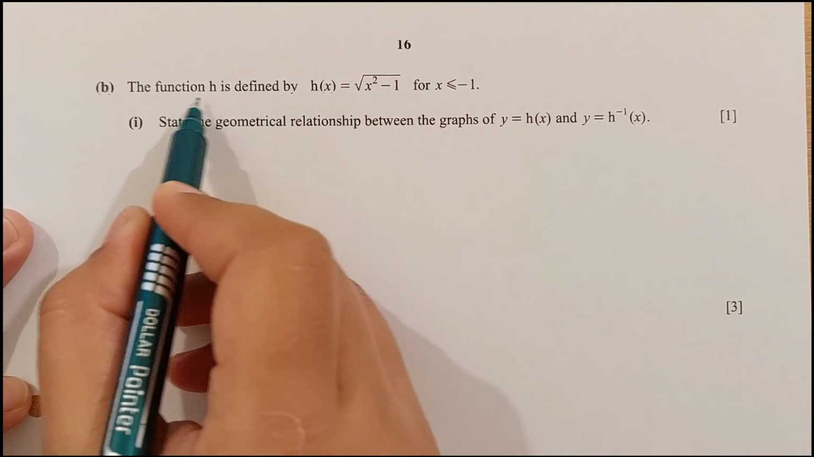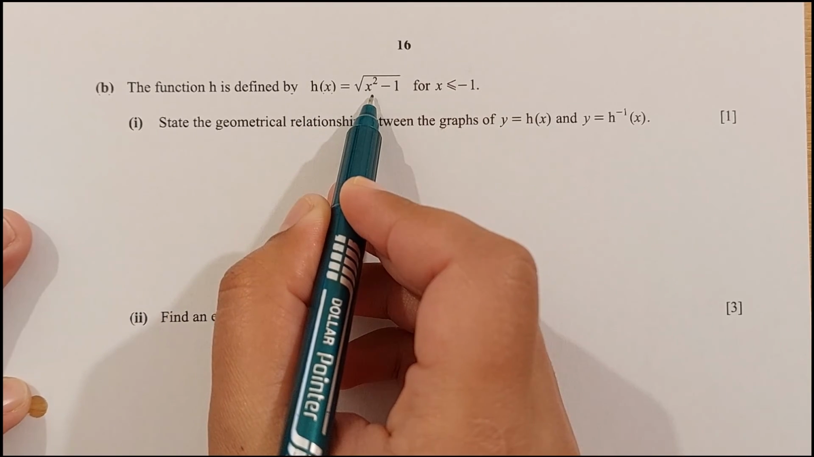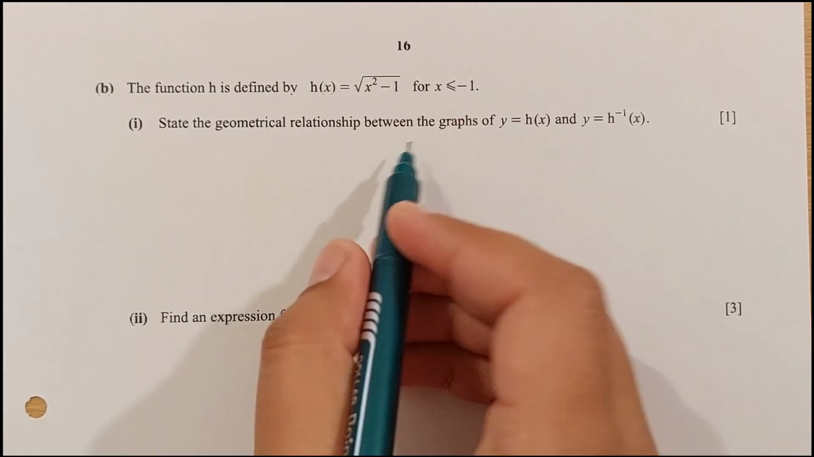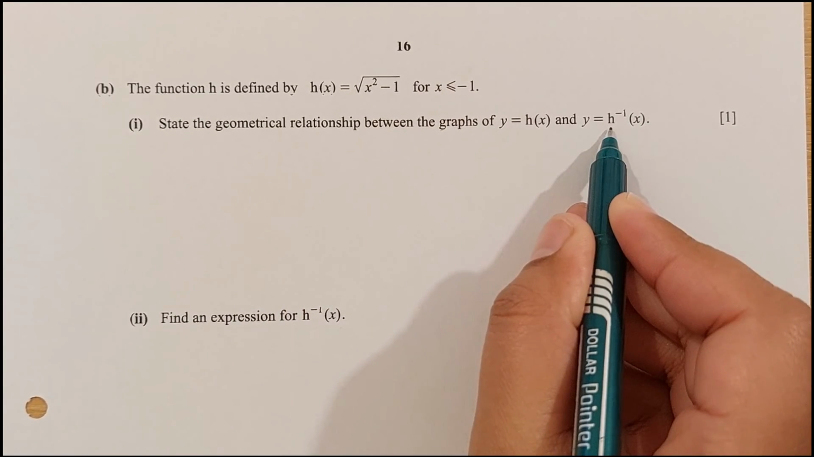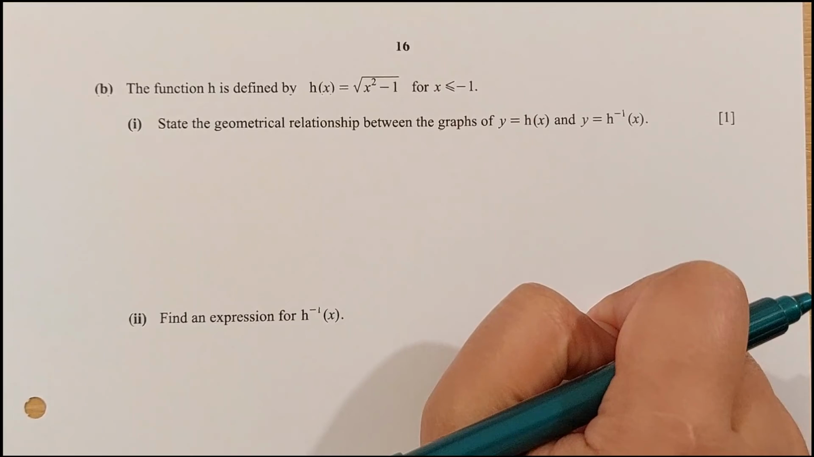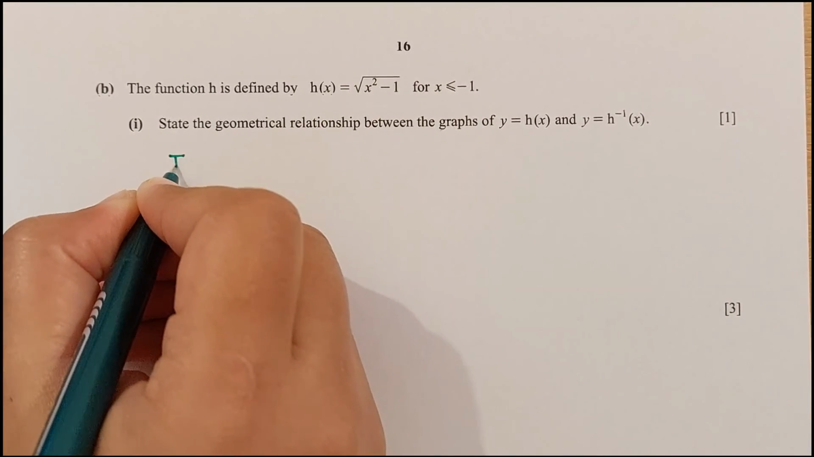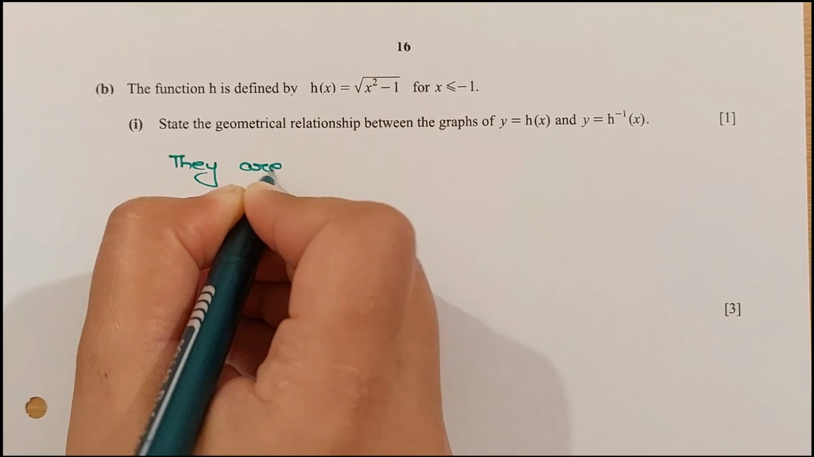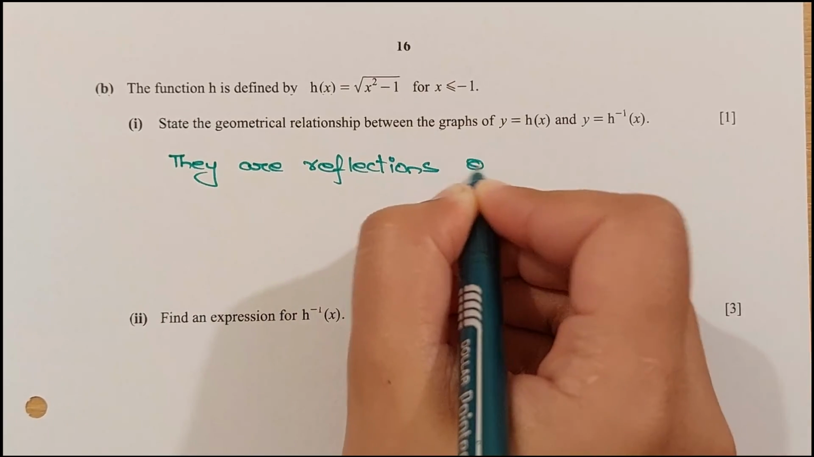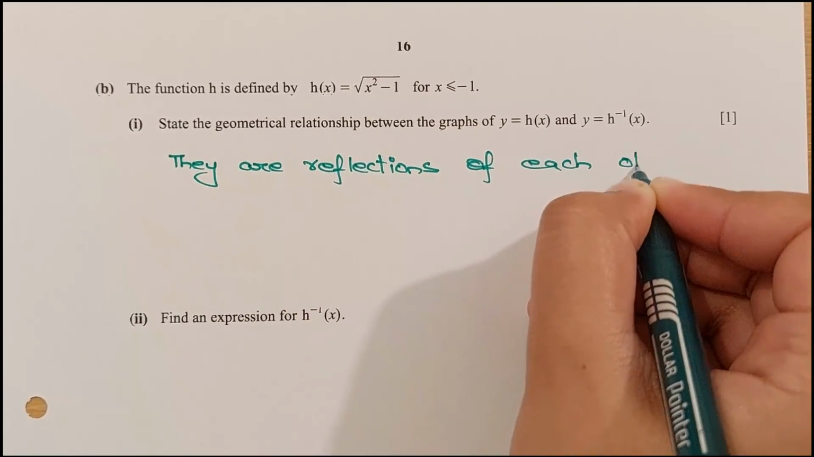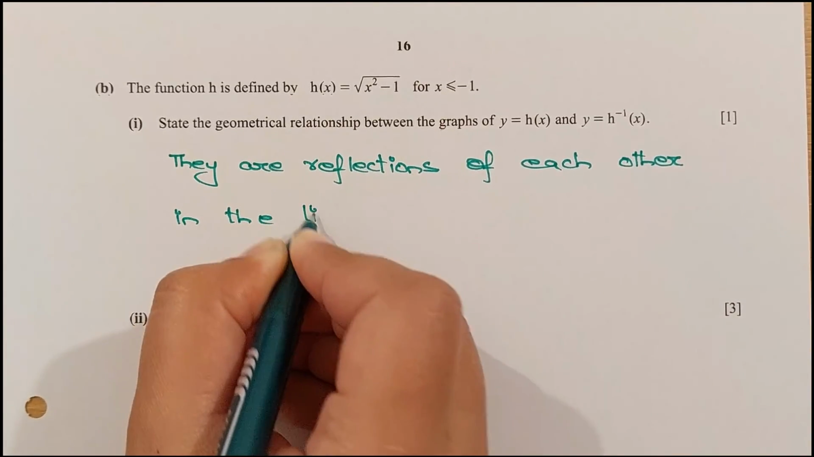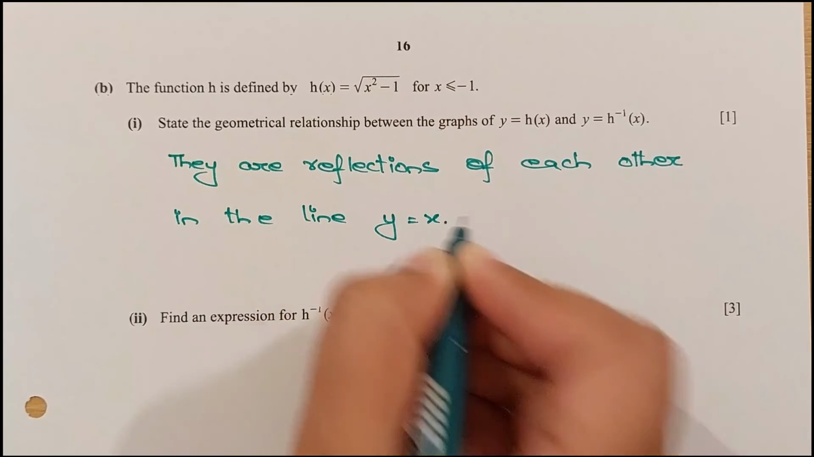Now for part B, the function h is defined by h of x is a square root function for x is less than or equal to minus 1. Number 1, state the geometrical relationship between the graphs of y equals to h of x and y equals to h inverse of x, right? The function and the inverse function are basically the reflection of each other along the line y equals to x. So we can say that they are reflections of each other in the line y equals to x, right?